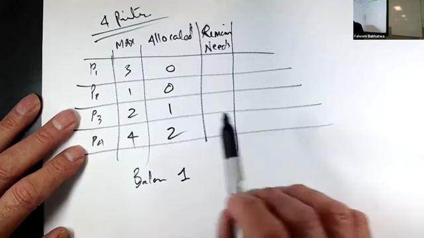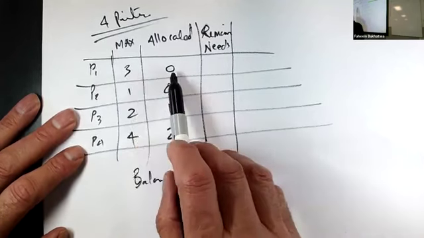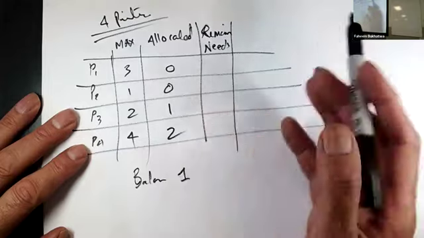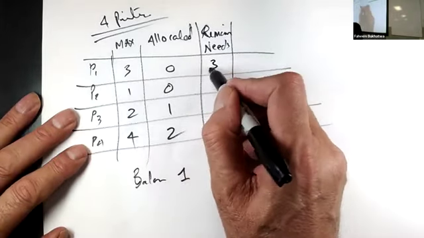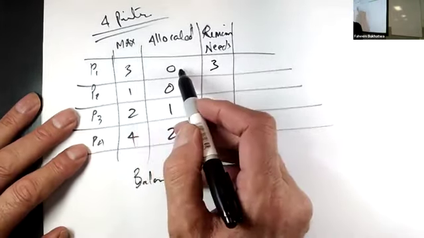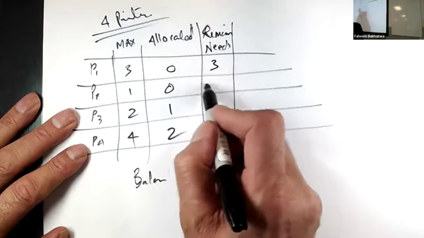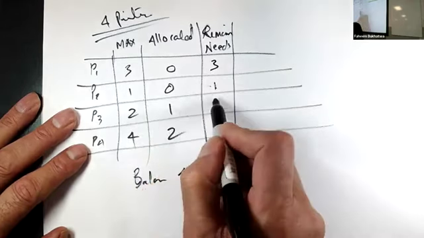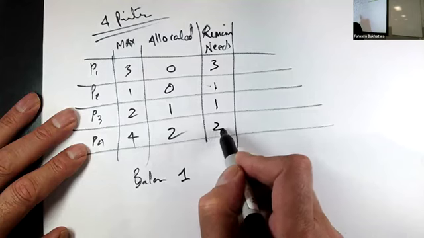How do you calculate remaining needs? What you need, minus what you already got. That's what's left. This guy needs 3, got nothing, so it still needs 3. This guy still needs 1. This guy needs 1, and this guy needs 2.